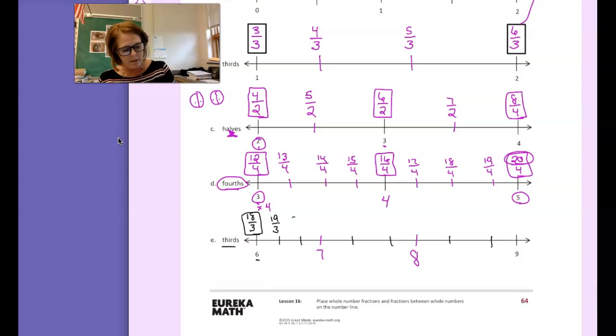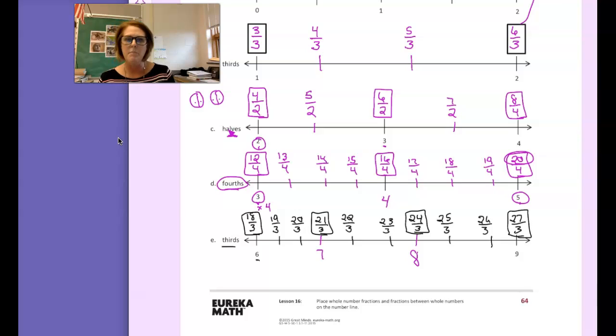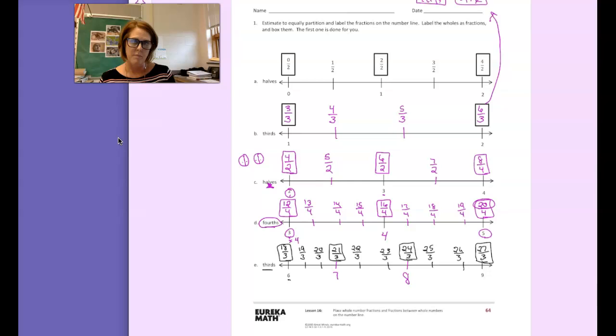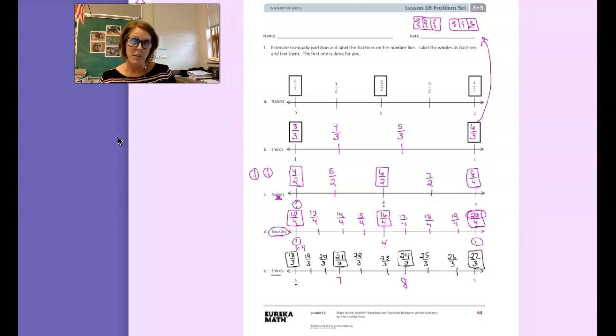19 thirds, 20 thirds, 21 thirds, and put a box around that. It's a whole number. 22 thirds, 23 thirds, 24 thirds, box it because it's a whole number. 25 thirds, 26 thirds. Oh, I really got that last one short, didn't I? 27 thirds, and we're going to put a box around that because it's a whole number. It really does help to talk to yourselves, boys and girls, and count those fractions out loud.